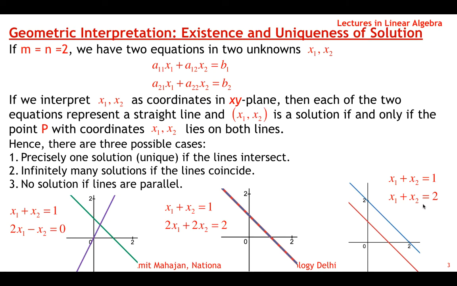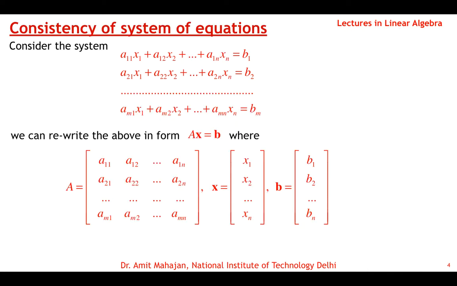So if a solution exists, if there is consistency, then either we will have a unique solution or infinitely many solutions, and if there is inconsistency, that means there will be no solution. So how can we check whether a system of linear equations is consistent? We can utilize this method.